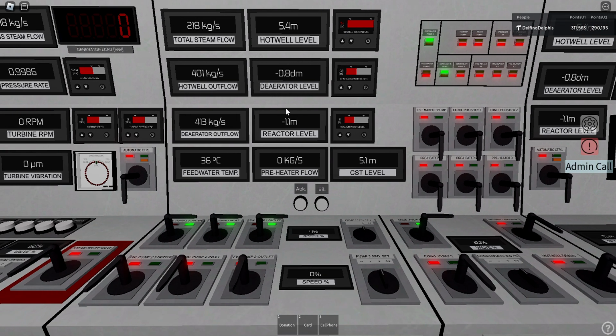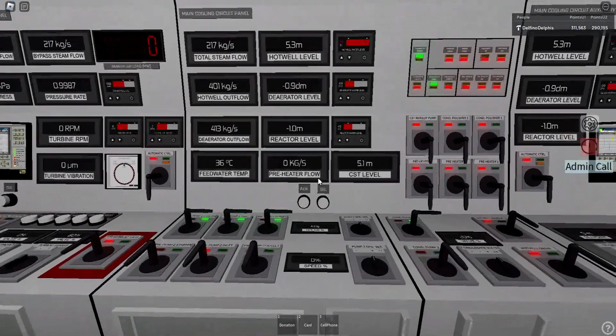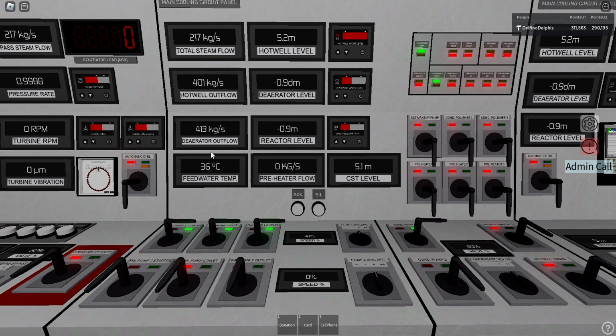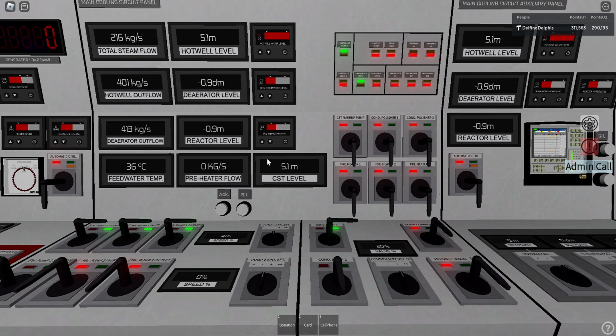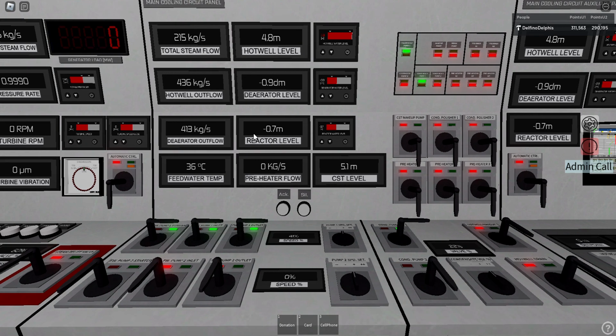So if I want to keep this level, for example the deaerator, you see it's dropping, because I'm still taking more water than I'm giving. I will use the condensate pump to increase this above what I'm taking. This way the level of the deaerator should start to rise. The reactor level will also rise because I'm pumping more water than it's actually turning into steam. So this is how you can manage this.